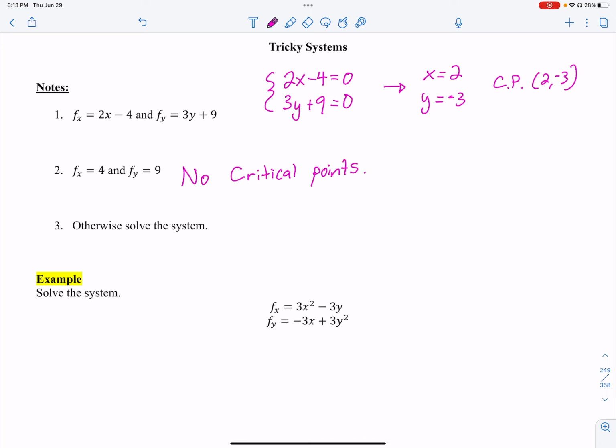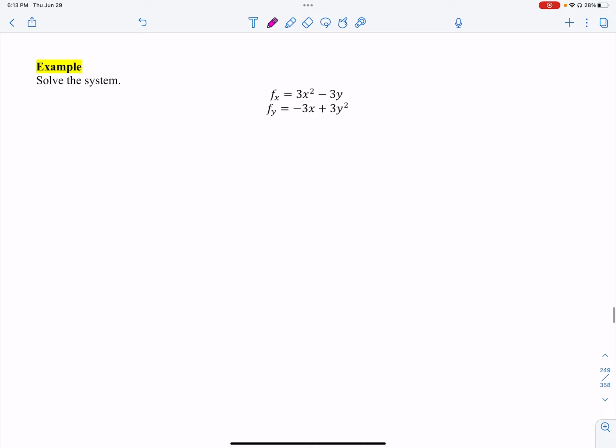And then if neither one of those work, then you just have to find some way to solve the system. I know that's not helpful. This is me trying to help with point number 3. I'm going to do a bunch of examples of systems. All right, here we go. So here's the first one.